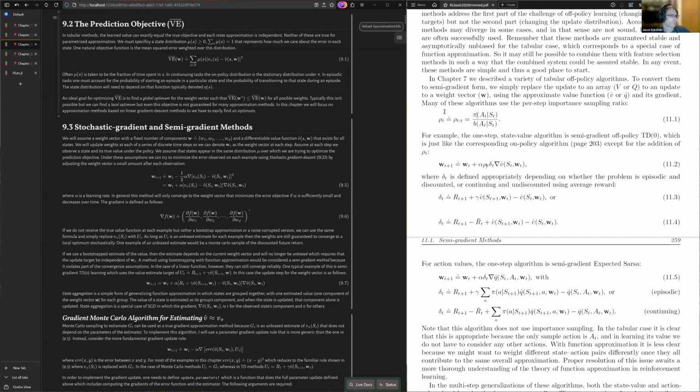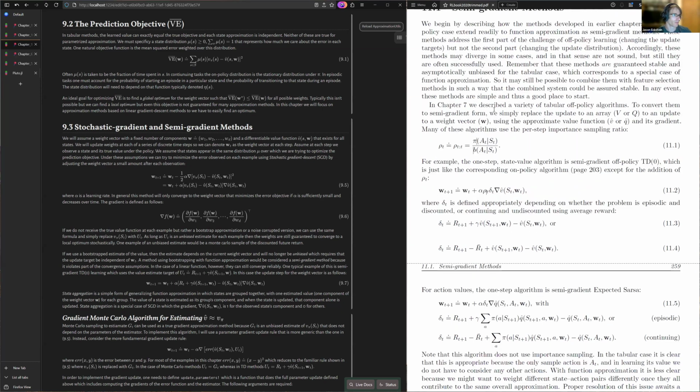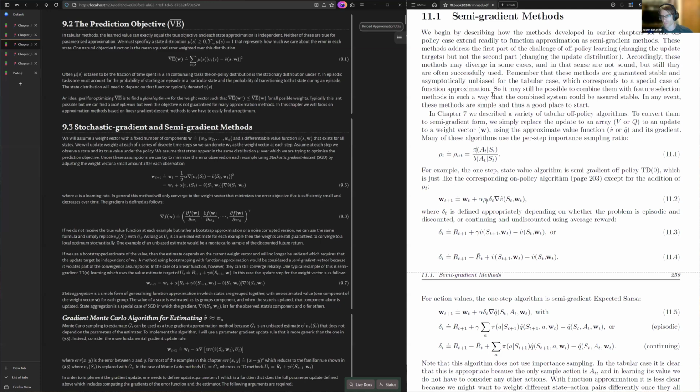So are there any questions about that, or about the fact that, unlike in the tabular case, in the approximation case there are actually two different things we may have to correct to get the right updates?